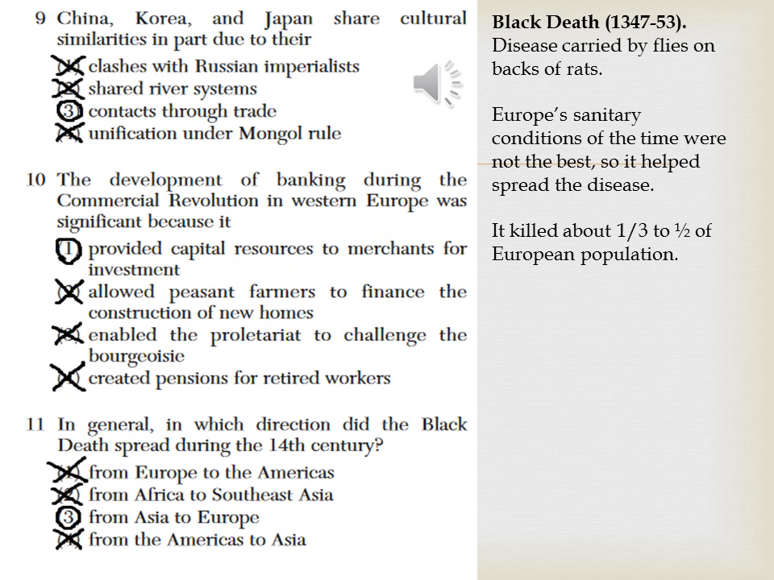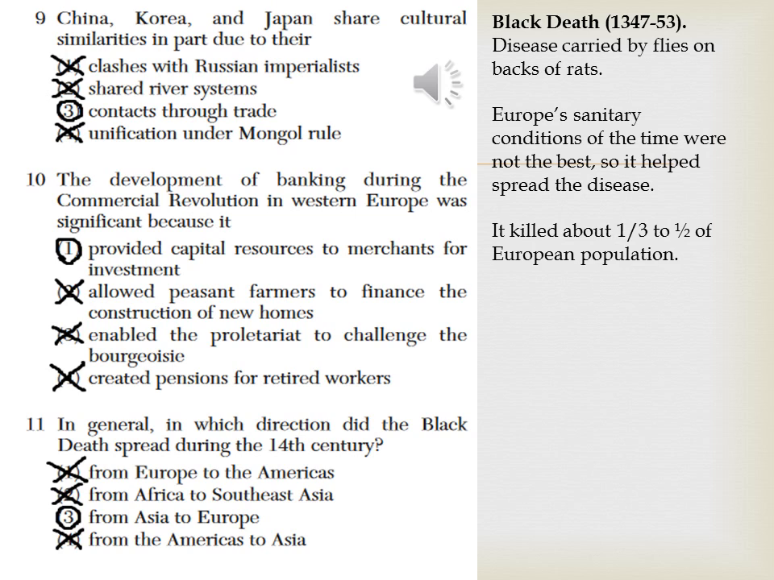Right. Question number 9. China, Korea, and Japan share cultural similarities in part due to their 1. Clashes with Russian imperialists, 2. Shared river systems, 3. Contacts through trade, or 4. Unification under Mongol rule. First of all, Mongols never conquered Japan, but the answer is 3. It's obvious. Contacts through trade, and you shouldn't spend too much time on this type of question. It's obvious because of their location.